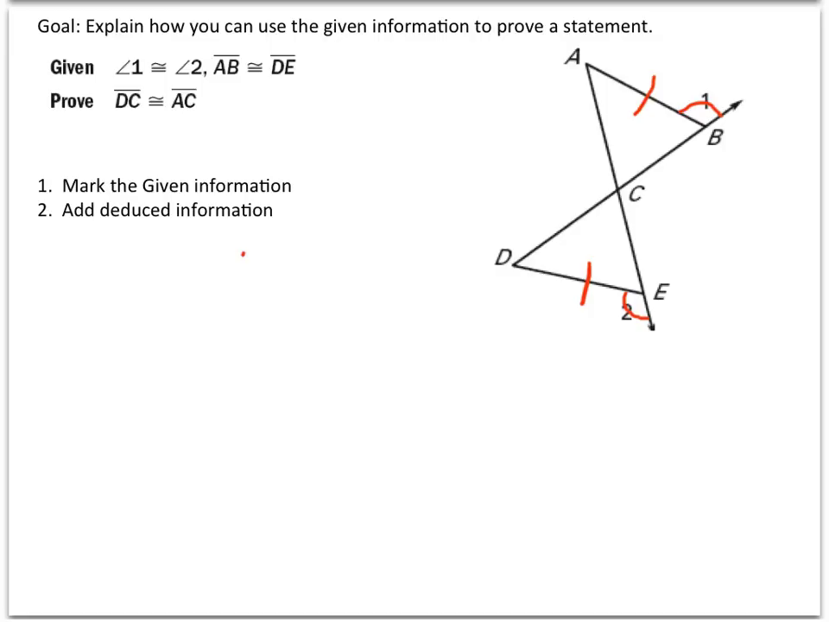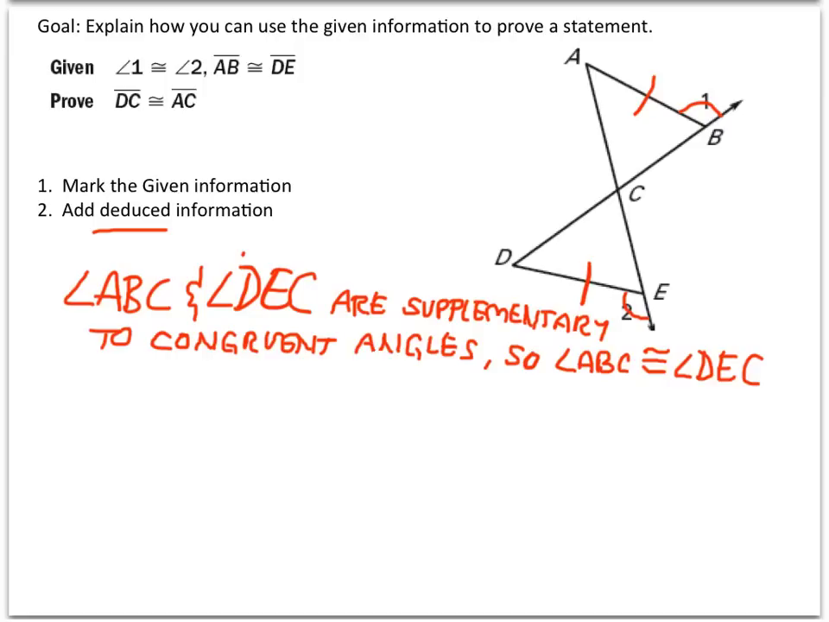Our second step is to add any deduced information, so things that we can pull from facts or theorems and postulates that we already know. If we focus on these angles first, angle ABC as well as angle DEC are both supplementary to the given congruent angles. So what we can say from that is that angle ABC and angle DEC are congruent, because they're supplementary to congruent angles. I've written it out all here.